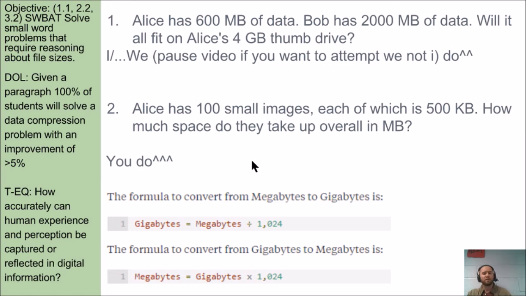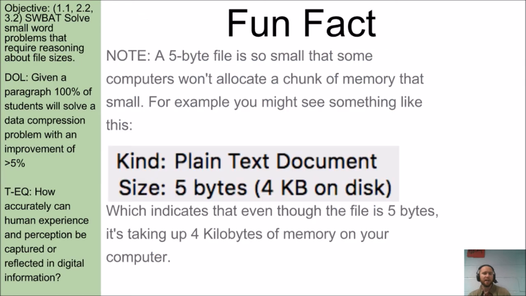So you can do a conversion here and use a formula just like you would in any other mathematical conversion. It says here gigabytes equal megabytes divided by 1024. The formula to convert from gigabytes to megabytes is gigabytes times 1024. Pretty easy to remember.